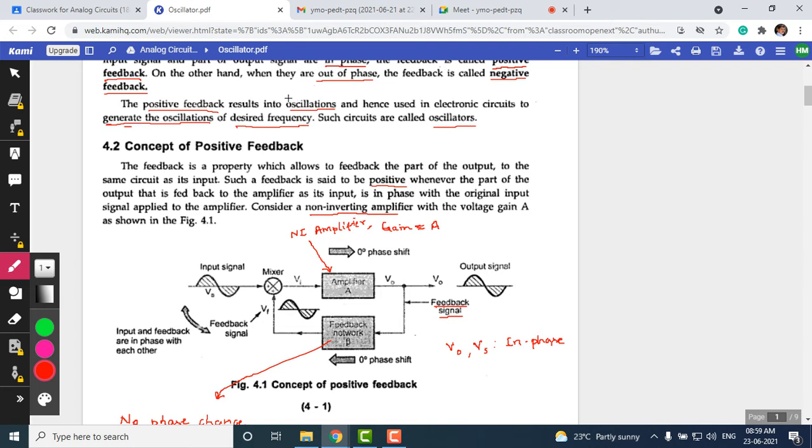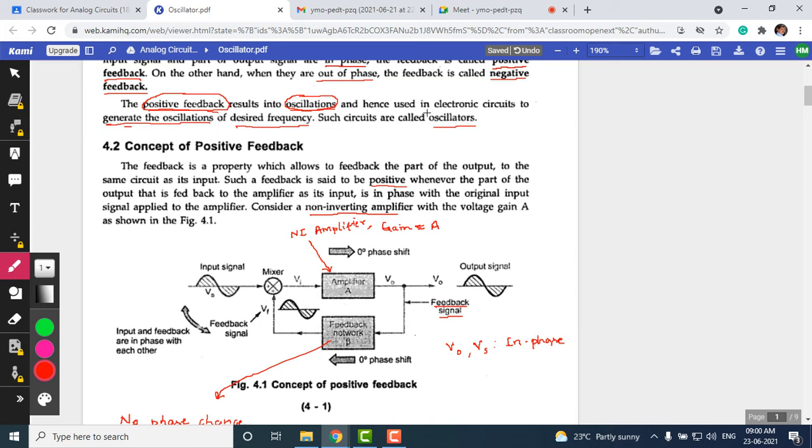In the beginning only I told that there is a connection between the feedback and the oscillator. Whenever an oscillator circuit employs positive feedback, we can generate oscillations. So, positive feedback always results in oscillations here. Hence, it is basically used in electronic circuits to produce oscillations of desired frequency, and circuits that produce oscillations are called oscillator circuits.